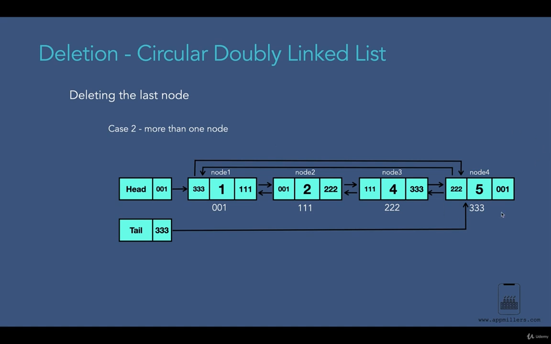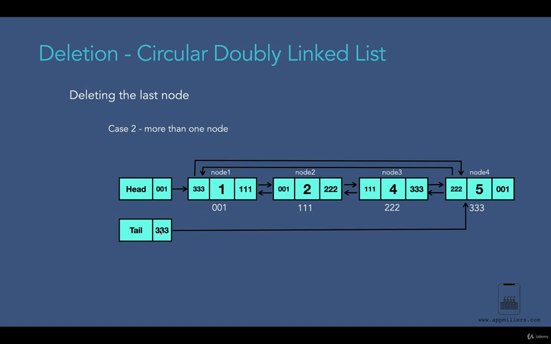Now here, if you want to delete last node from the circular double linked list, after deletion of last node, the last node will be node 3. So this means that tail has to point to node 3 and first node has to point to node 3, and from node 3 we should have a link to first node over here.